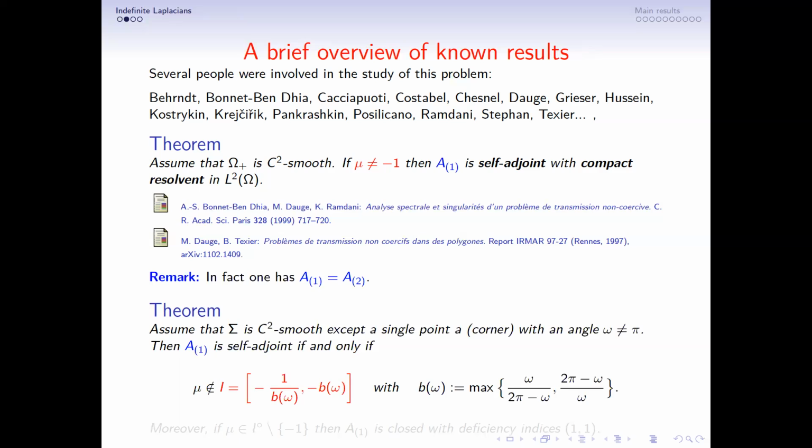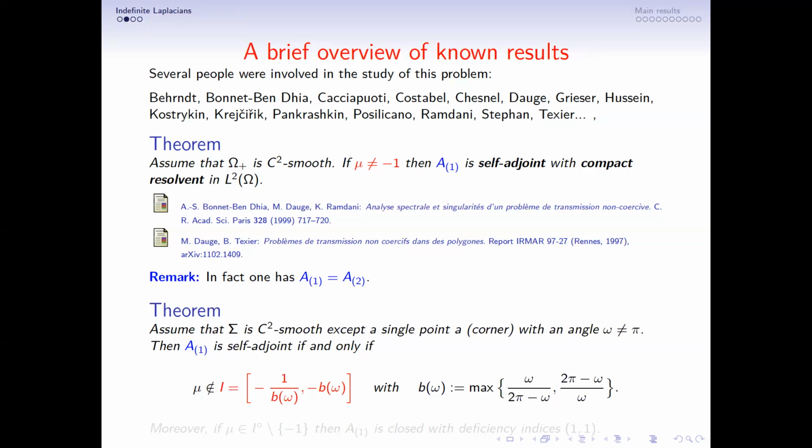now what happens, for example, if we assume that we are in 2D? So I'm given sigma, which will now be just a smooth curve that has one single corner with angle, let's say omega different from pi, so it's not flat. In fact, Bolivia, Dodge, and then they showed that A1 is self-adjoint if and only if the parameter mu is not inside this interval. It depends on the angle omega. Okay? And so what is the difference between this result and that one?